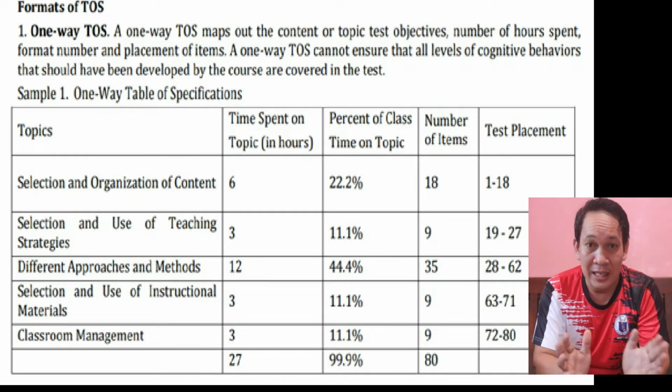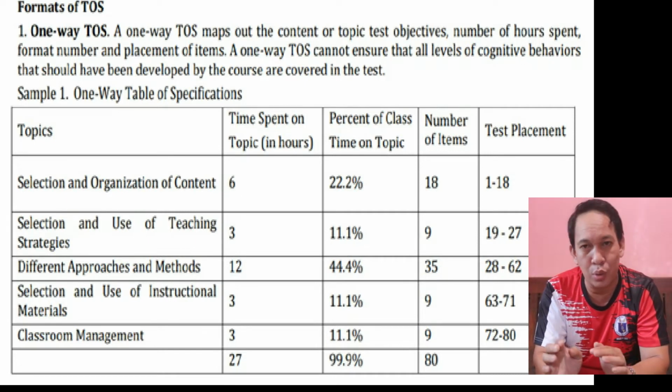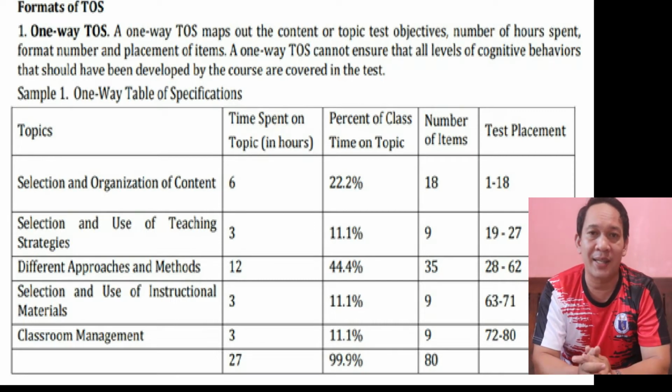So, you noticed, 6 is on top for selection and organization of the content. So, 6 is the number of hours for that topic, for example, in the first quarter, which has 27 hours of class. So, 6 divided by 27 results in 0.2222. Then convert it into percent, it becomes 22.2%.